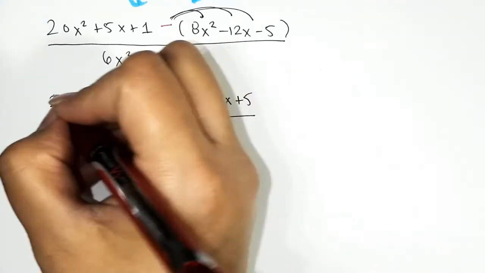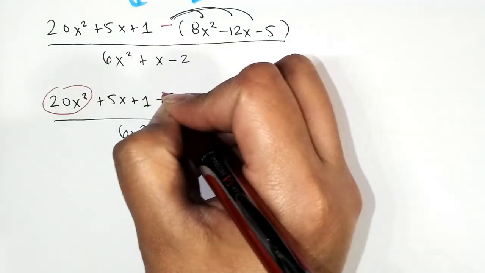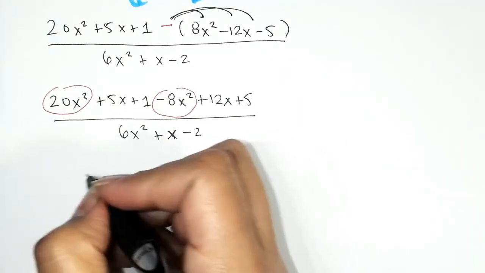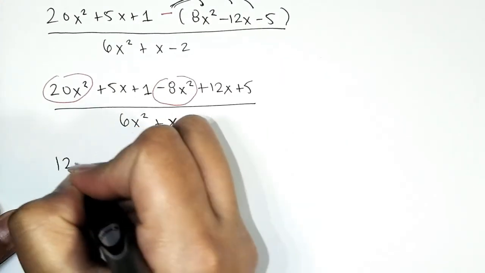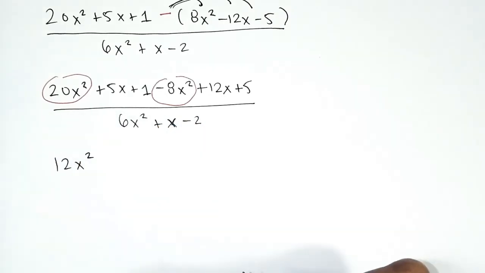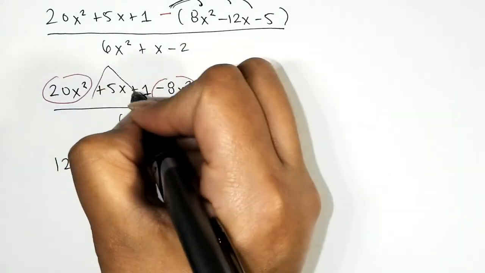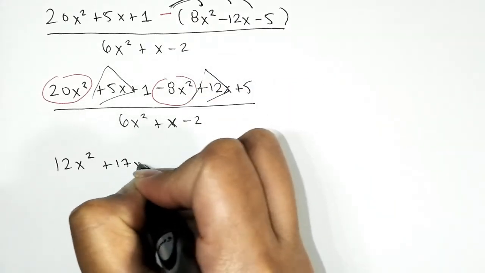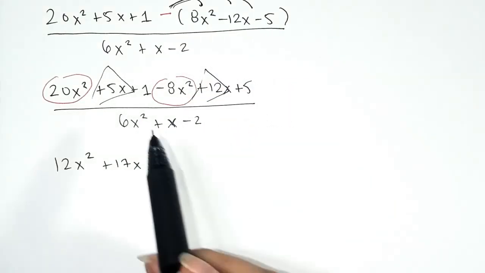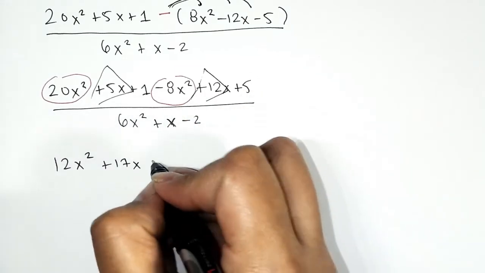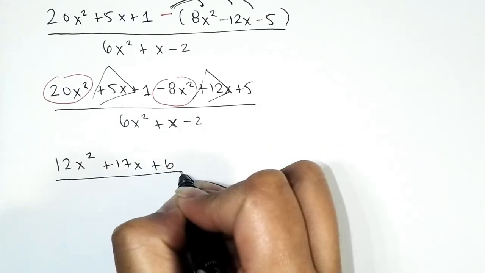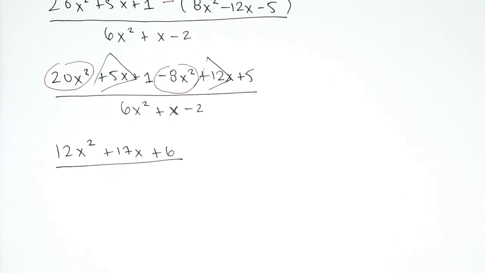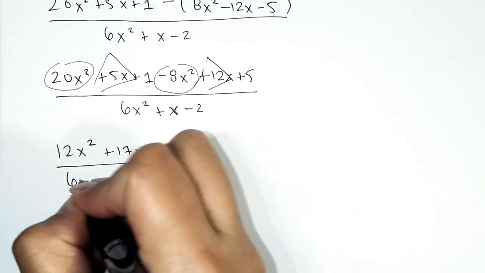When we combine like terms, the sum of the squared terms, so 20x squared minus 8x squared, I believe gives us 12x squared. When we combine the x's, 5x plus 12x will give us 17x. And when we combine the constants, namely 1 and 5, that will give us 6. Fantastic. So the numerator has been simplified. Let's go ahead and do this. For the denominator, we just copy it over.